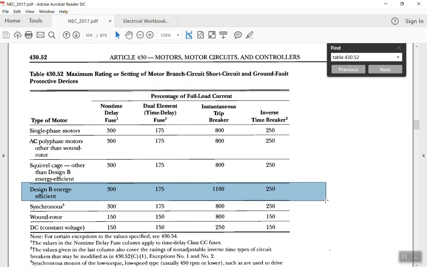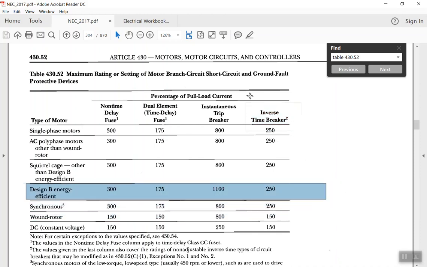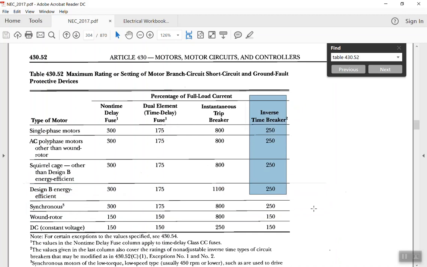And then the correct column, it said is inverse time breaker. Right, so isn't it this far right column? Right, because we've got non-time delay fuse, dual element fuses. Both of those are fuses, and both of these ones over here are breakers, right? So we've got the fuses on this side, breakers on this side, right? So inverse time circuit breaker is right there, right? Lined up with a design B here, and I see a multiplier of 250%, right? Pretty easy stuff. Pretty easy. I think we're getting good at this now.